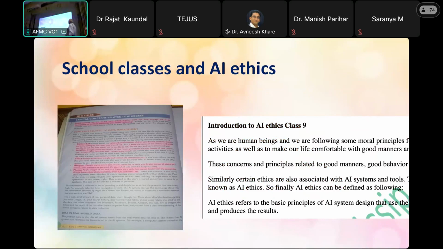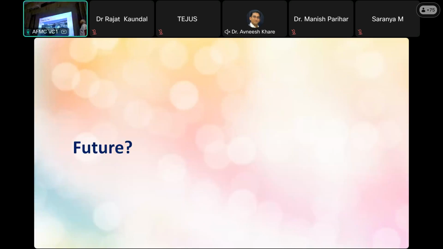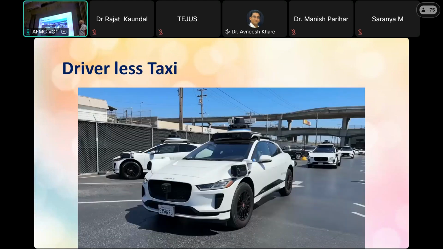So what is the future now? I'm sure we are going to have. What happened? This is not working. Can somebody just, the driverless taxis. Next slide. Can we just push it? Don't bother.